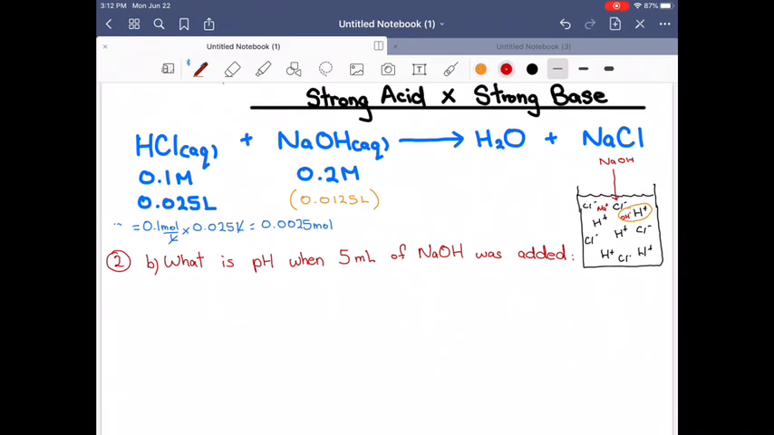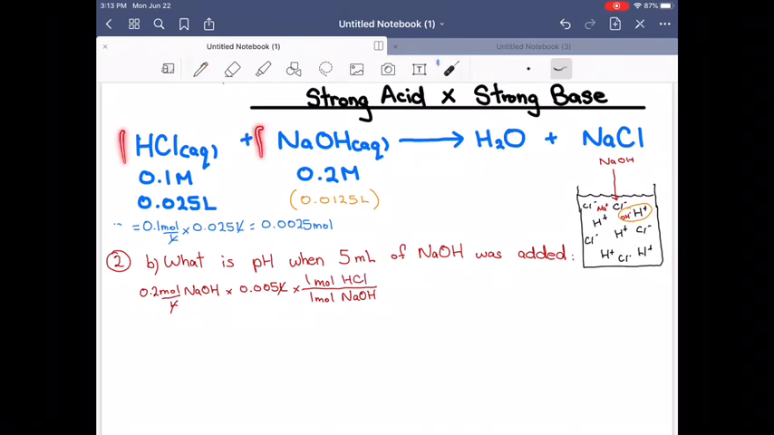So we have 0.2 moles per liter of NaOH. Okay? And we added 5 milliliter. Liters and liters cancel, so you're left with moles of NaOH. As I said, with moles of NaOH, using stoichiometry, how much HCl is going to be reacted. So 1 mole of NaOH will grab 1 mole of HCl. Right? 1 to 1, right? Again, 1 to 1.